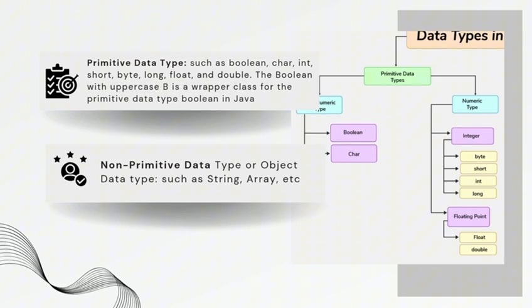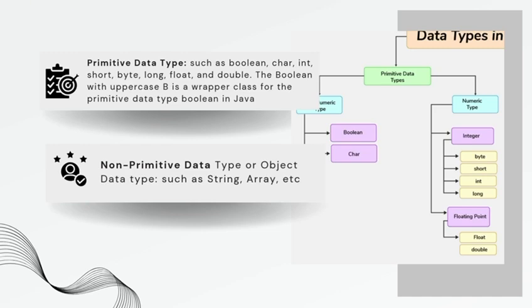And the second one is non-primitive data types, also known as reference types. These are not predefined in Java like primitive data types. Instead, they refer to objects and can store data in the form of complex structures. Commonly, non-primitive data types are strings, arrays, classes, objects, interfaces, etc.